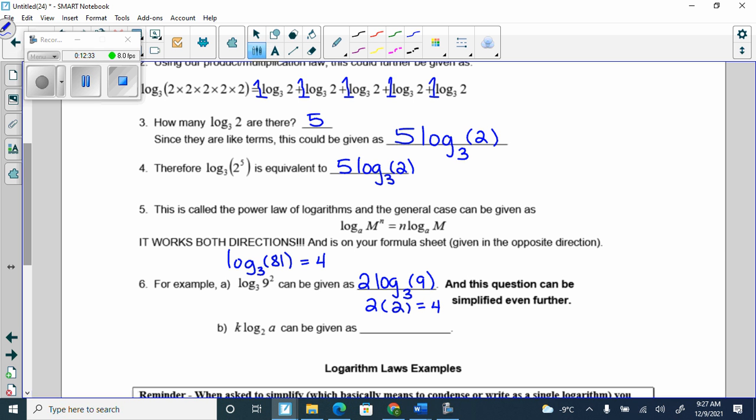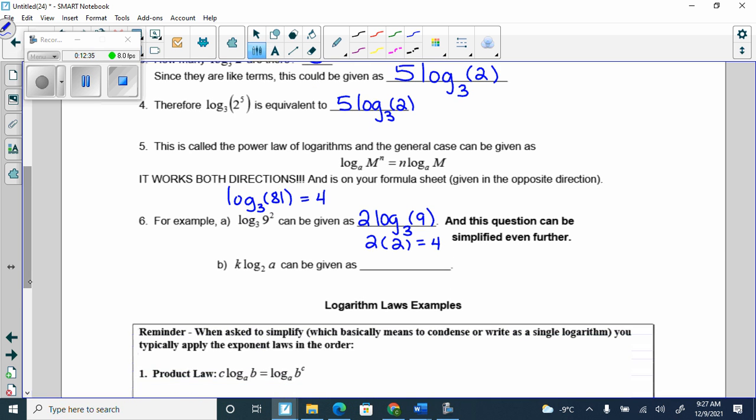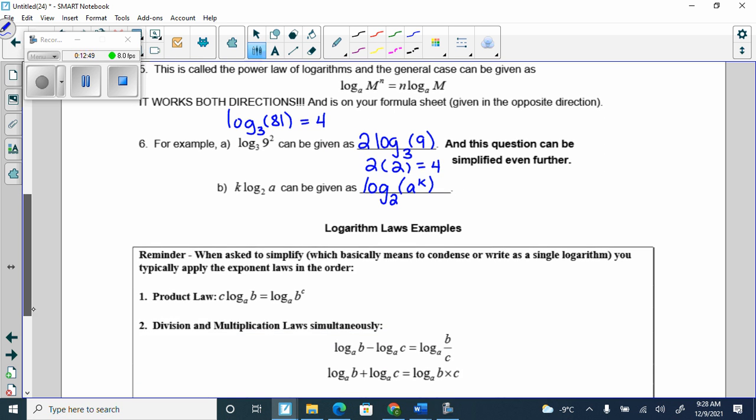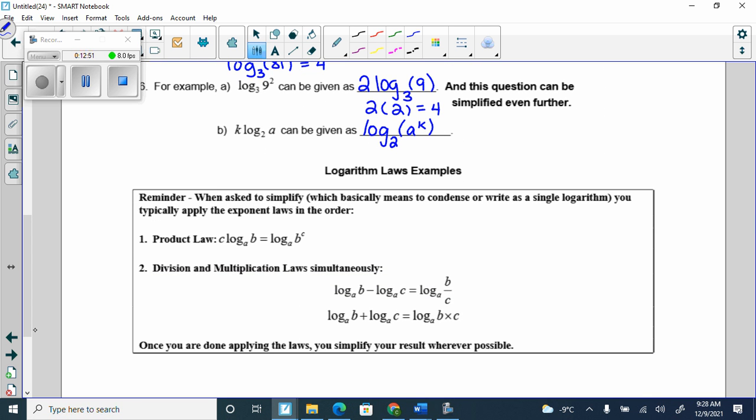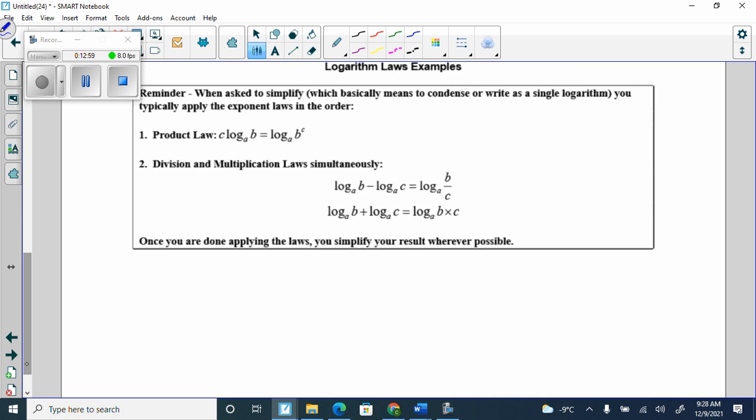Now this one has variables. K log base 2 of a can be written as what? Log base 2 of a to the k. The k is in the exponent with the a, just so you know. So it just goes to the product rule and the division and multiplication laws. It shows them for you, which reiterates them. Then we go to the next page.